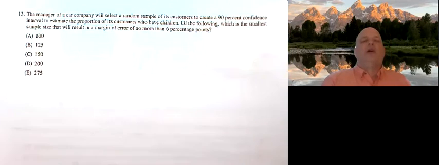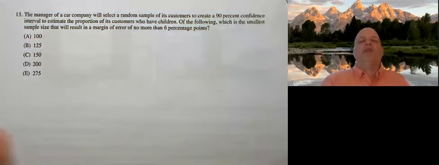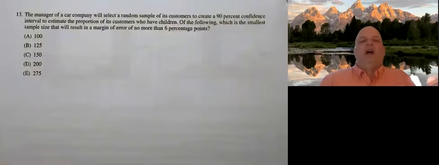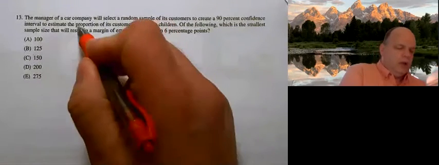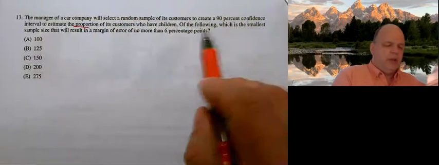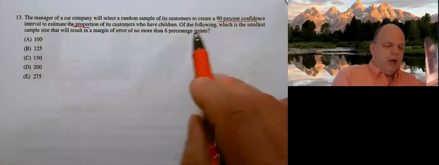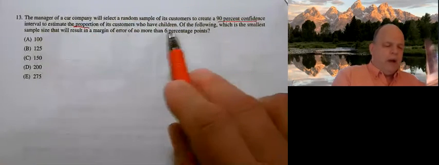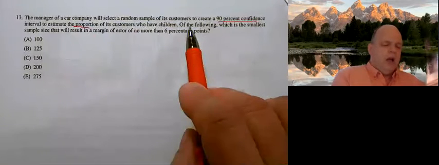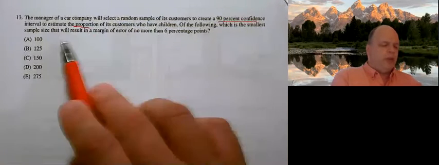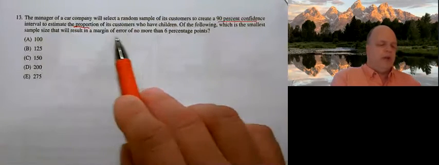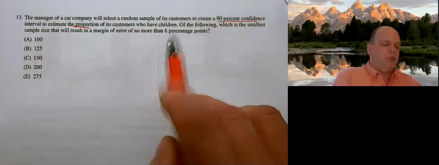The manager of a car company will select a random sample of customers to create a 90% confidence interval to estimate the proportion of its customers who have children. Of the following, which is the smallest sample size that will result in a margin of error of no more than 6 percentage points?